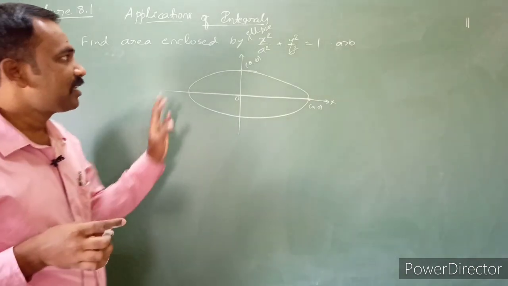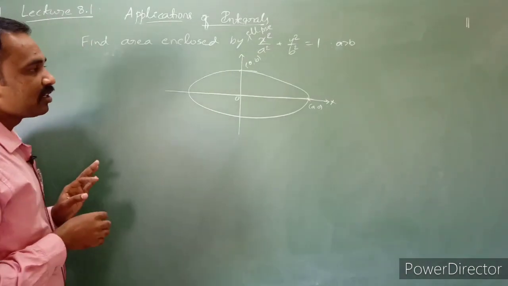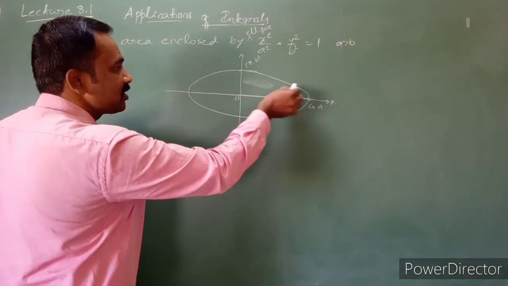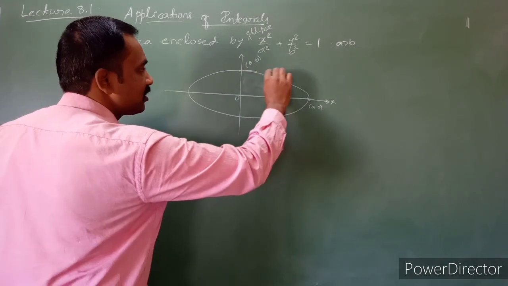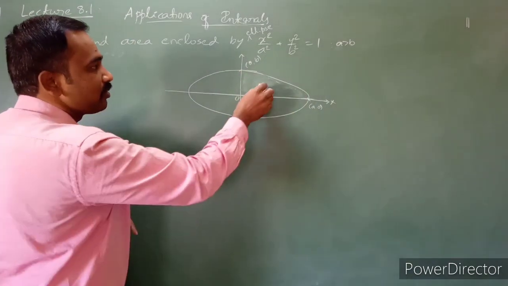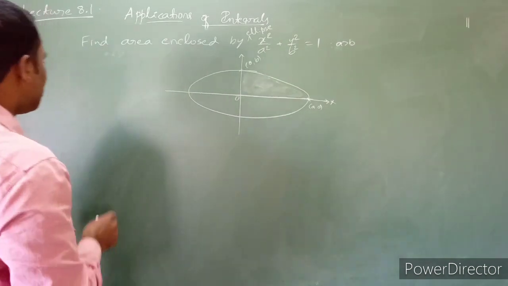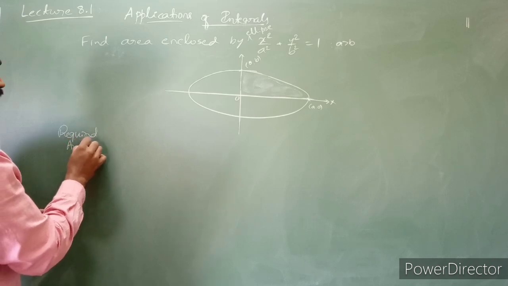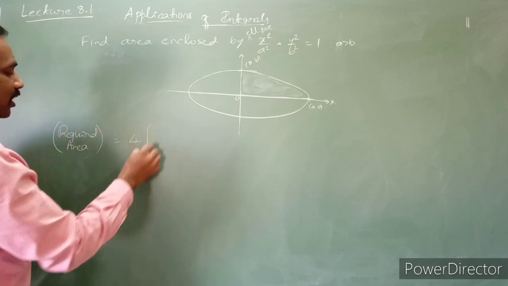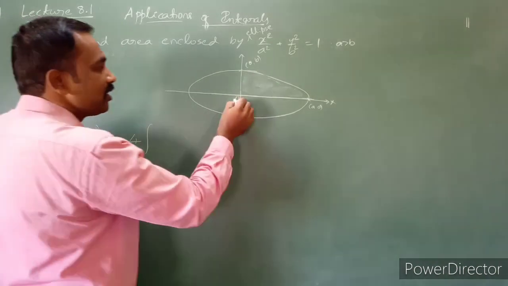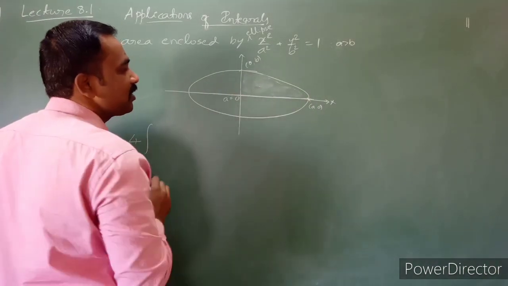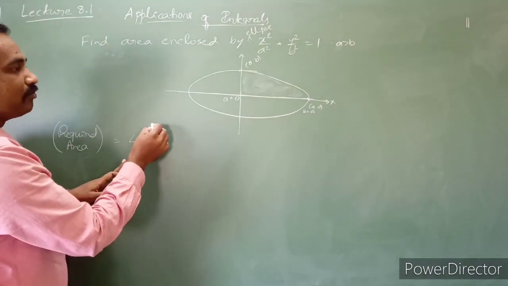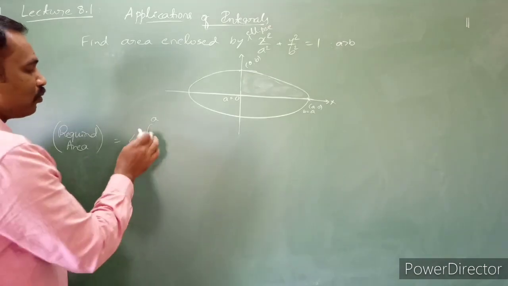The total area enclosed by the ellipse is required. Again the same thing, similar to the circle. I am just going to find only this area. 4 times this area will give the total area. Therefore, the required area is equal to 4 times the integral from where to where? From a to b. What is the a value? A value is 0. What is the b value? B value is a. So a value is 0, b value is a, of y into dx.